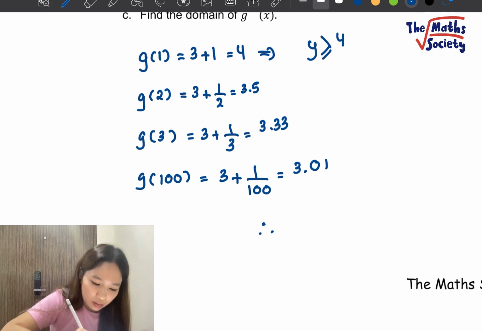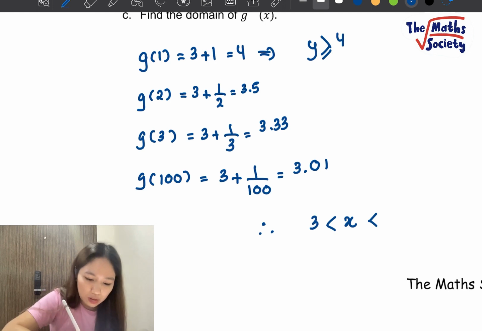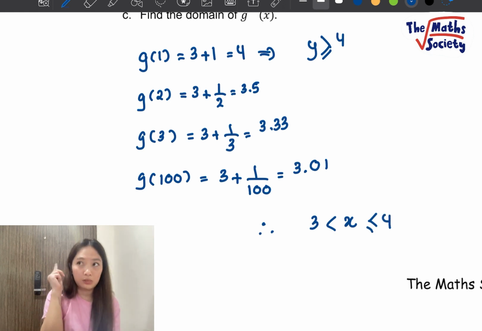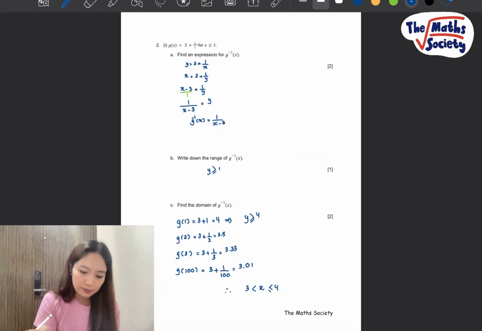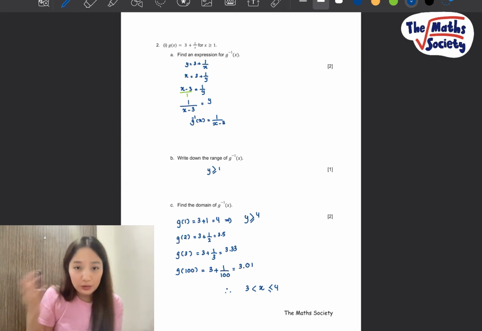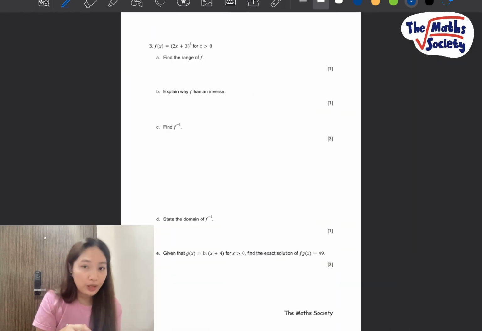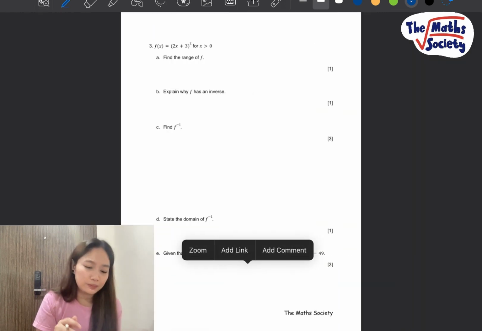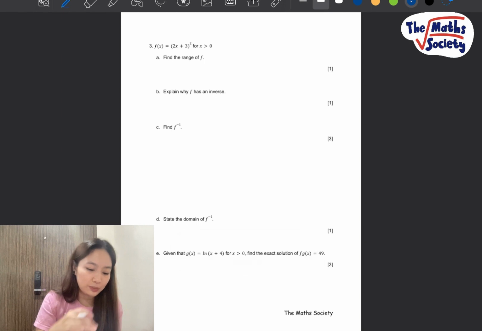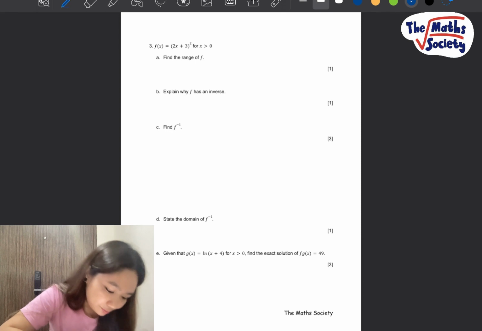So that's why for G of X, the y value is going to be between, it will never touch 3, but it will touch 4. So it's going to be between 3 and 4, and that's it. See? So that's how you would find the domain of G inverse, which is the range of G of X. So finding range, sometimes it's a little bit tricky because you will always have to look at the graph.